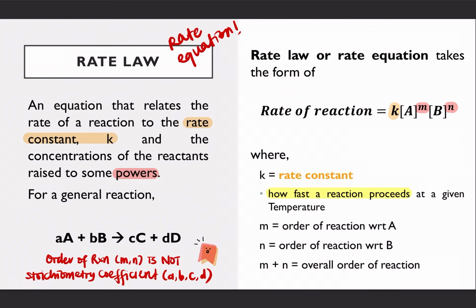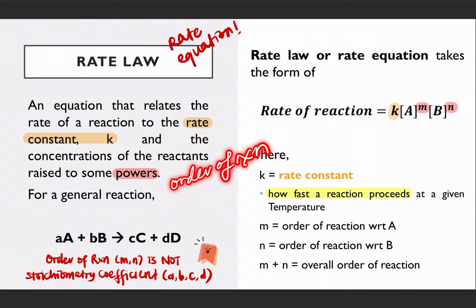Next term we need to know is rate law atau rate equation. Okay, so they can interchange between those two terms. So this is an equation that relates the rate of reaction to your rate constant K. Okay, so rate constant K, it tells how fast a reaction proceeds at a given temperature. Okay, and the concentrations of the reactants raised to some powers. So what are these powers? These powers are basically your order of reaction.